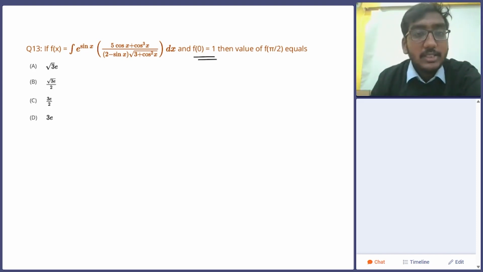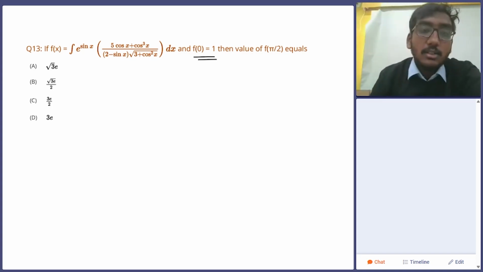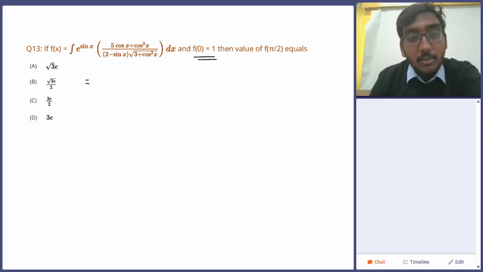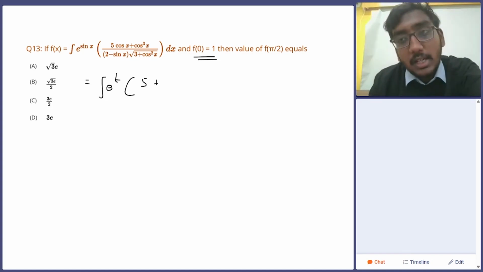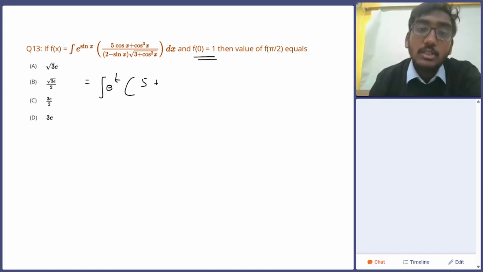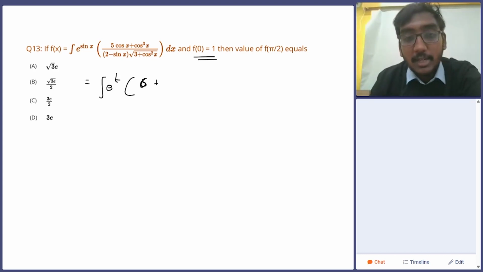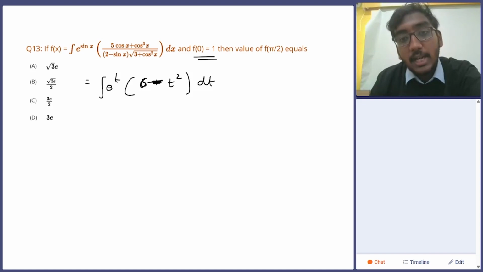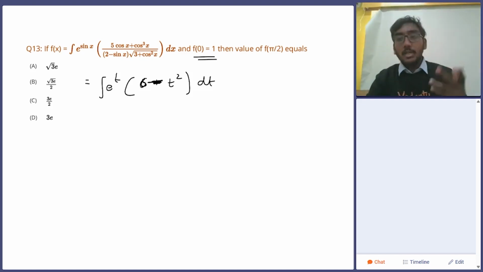So what you can do is you can just pull out cos theta from the numerator. It will be 5 plus cos square theta, right? And put sin theta as t. So it will become integral e power t, and 5 plus cos square theta can be written as 1 minus sin square theta, no? So it will be 5 plus 1 minus t square, that will be 6 minus t square. The cos theta which we pulled out, that will become dt, right? Cos x into dx will become dt.